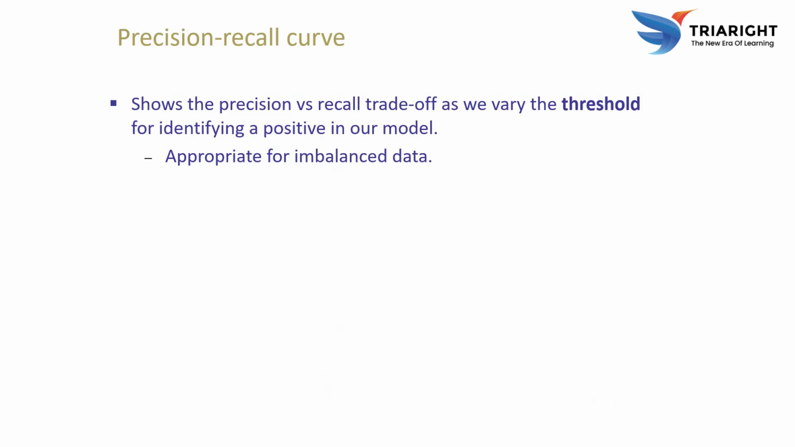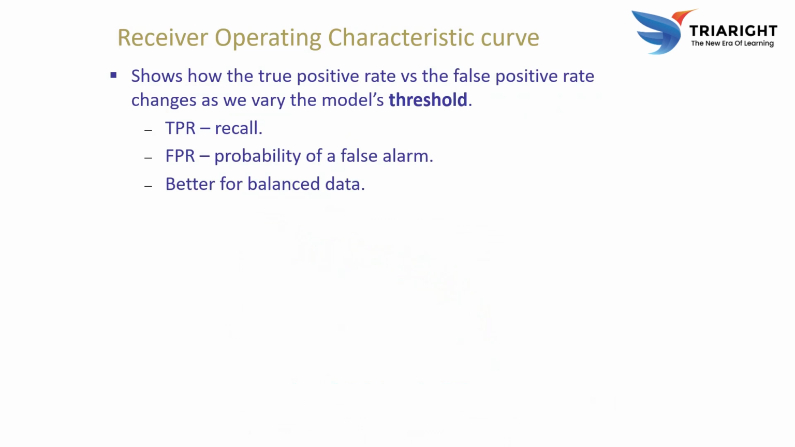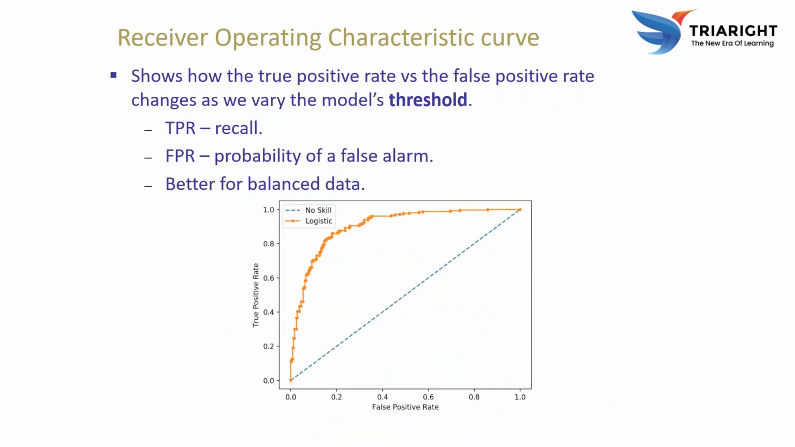So it shows the precision versus recall trade-off as we vary the threshold used to identify the positive class in our model, especially for imbalanced data sets. Here we have the receiver operating characteristic curve, which shows how the true positive rate changes with the false positive rate. The true positive rate is recall, and the false positive rate is the probability of a false alarm. It shows the threshold in a classification model that outputs probabilities, like logistic regression, such as the probability of an email being spam.